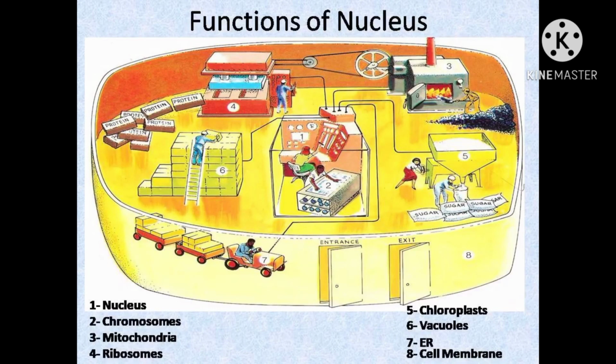Now we will see about the different functions of nucleus. Nucleus controls all the other cell organelles and is an essential and integral part of the eukaryotic cell. It stores genetic information required for the growth and development of organism. It transfers all the genetic information to the next generation. It also controls all the metabolism and other activities through the formation of enzymes.